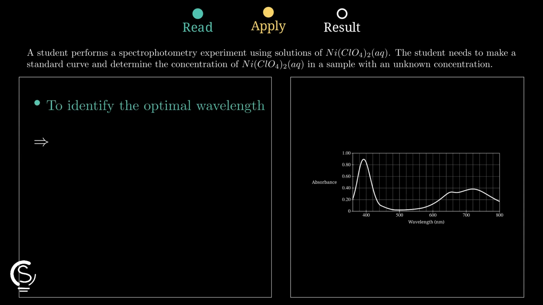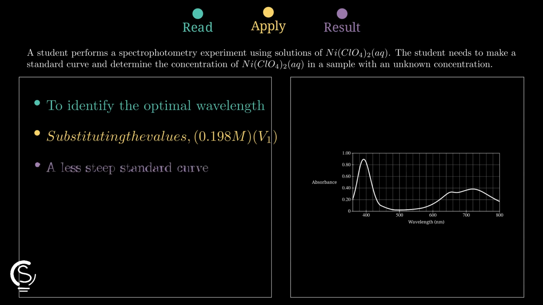From the provided standard curve, the slope m is 0.45 over 0.100, which equals 4.5 per molar. Given an absorbance of... which is 0.30 over 4.5, approximately 0.067 M. A less steep standard curve suggests a decrease in the product epsilon b.